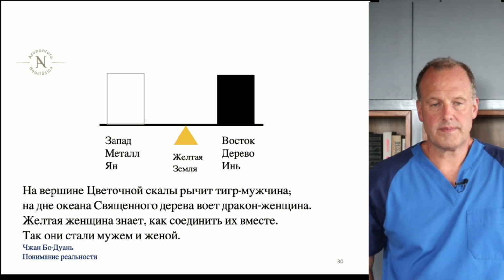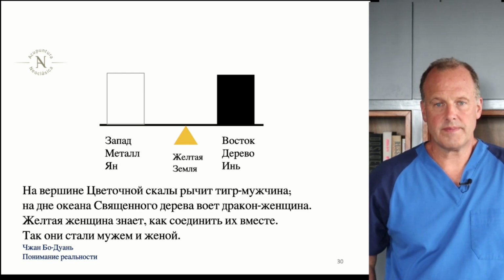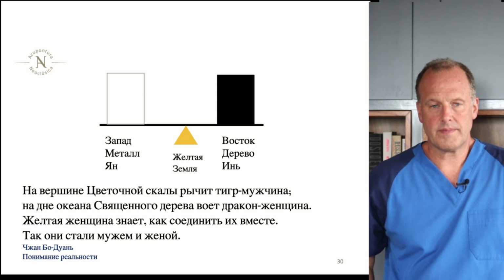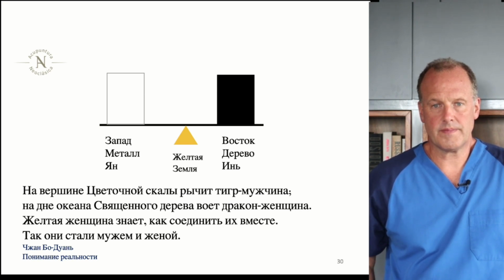На вершине цветочной скалы рычит тигр-мужчина. На дне океана священного дерева воет дракон-женщина. Желтая женщина знает, как соединить их вместе. Так они стали мужем и женой.